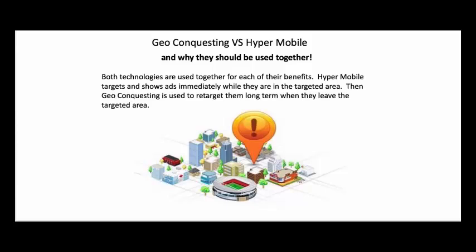We're going to look at Geo Conquesting versus HyperMobile and why they should be used together. You see, both technologies are used together for each of their benefits. HyperMobile targets and shows ads immediately when they're in the target area, and then Geo Conquesting is used to retarget them long term after they leave the target area, to conquest or capture the leads and the customers that are somewhere else and bring them to our clients' locations.